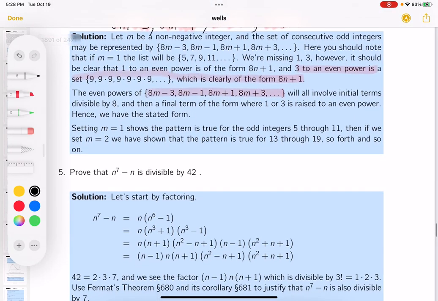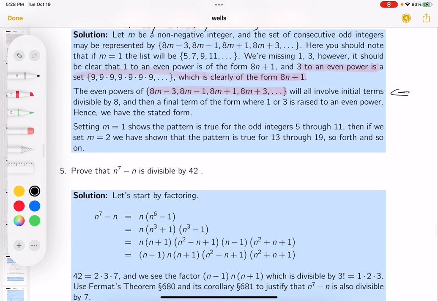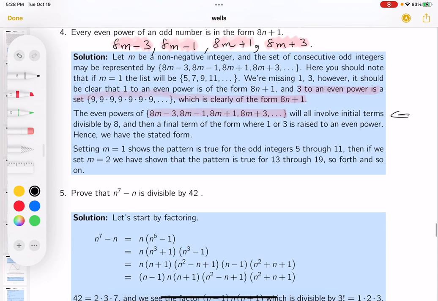I know it's tough. We're over here, and we're reading this section now. So what does it say? The even powers of this thing. And again, I was saying they're binomials raised to even powers. So I'm always going to see an initial term where there's going to be an 8 raised to some power in it, and it's divisible by 8, all right? And then it goes on to say we'll involve initial terms divisible by 8, and the final term will be of the form 1 or 3.